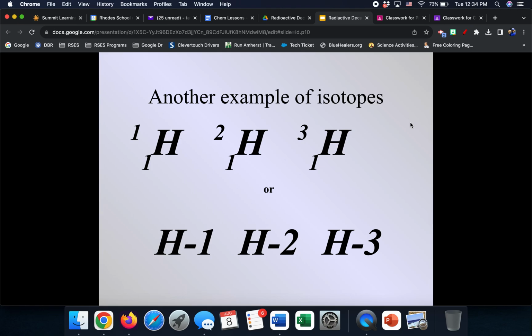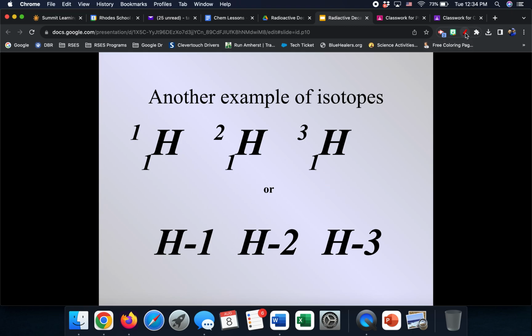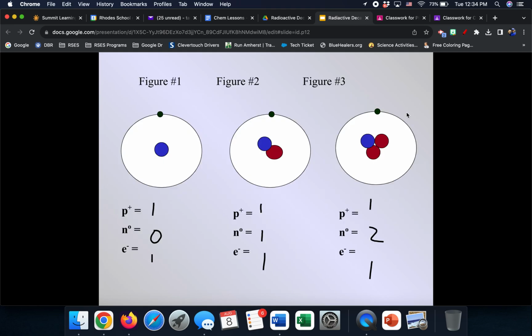More examples: hydrogen 1, hydrogen 2, hydrogen 3. 1 minus 1, 0 neutrons. 2 minus 1, 1 neutron. 3 minus 1, 2 neutrons. And I just said this, so I'm going to skip it. This shows it in picture form.